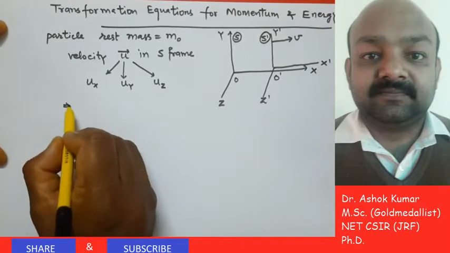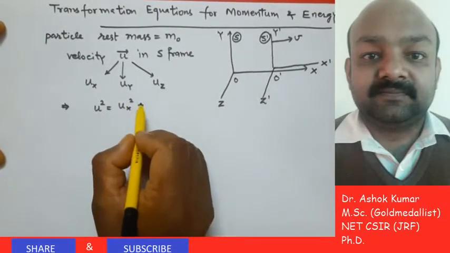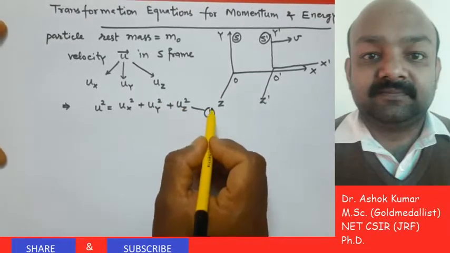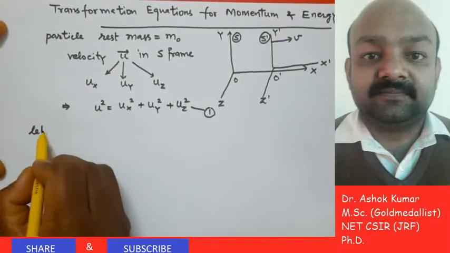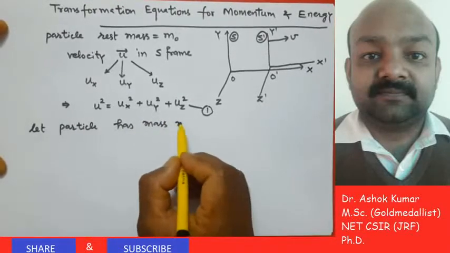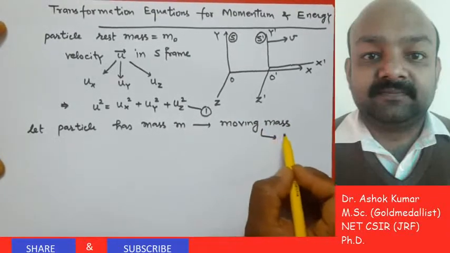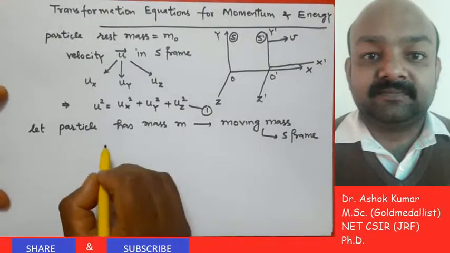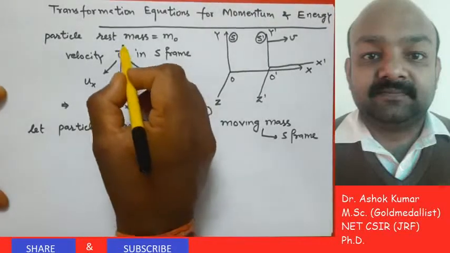These are the components of this velocity u vector. Then applying the simple magnitude formula, u square will be given by this relation. We mark this as equation number 1. Let the particle have mass m. It is the moving mass in S frame of reference. So applying the mass velocity relation, m will be given by this, where u is the velocity of the particle we have taken.